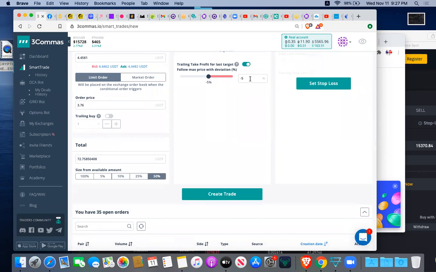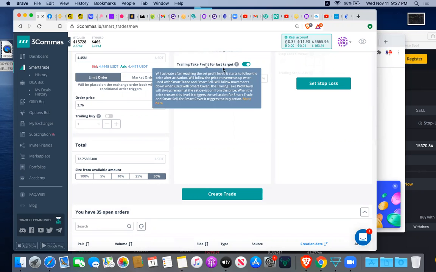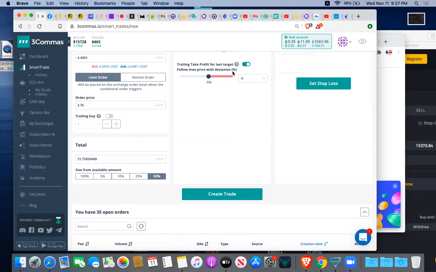Okay, now look at this. I want you guys to see something here. Trailing take profit last target: follow maximum price with deviation. Look at it now. Trailing, I can say trailing by 1% or 2%. Look at what trailing means.